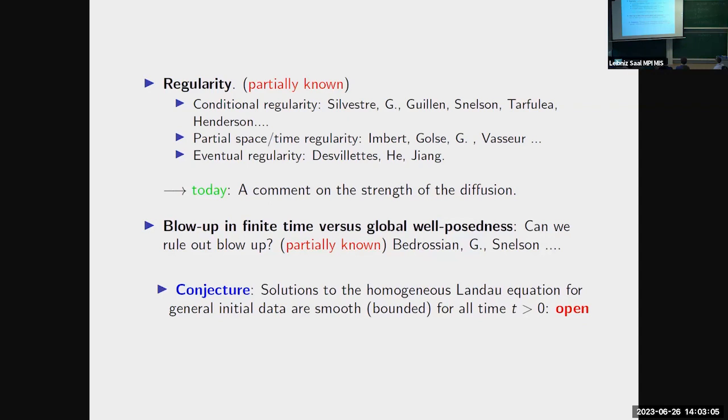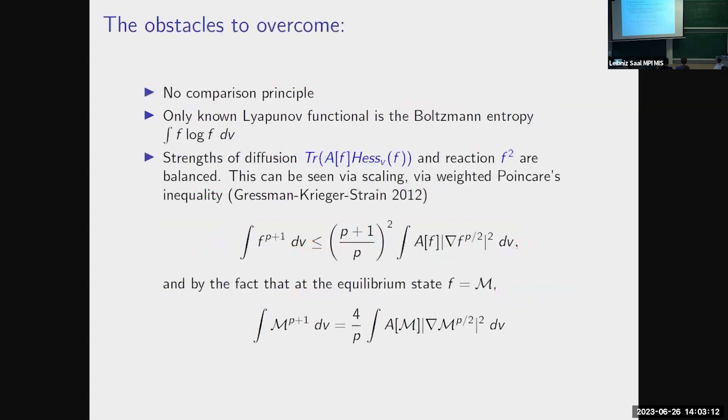The conjecture, that solutions for general smooth initial data remain smooth, is of course still open. So what are the obstacles? At least in my opinion, these are the main obstacles for this problem. First, there is no comparison principle, because of the non-locality of the coefficient, especially of the diffusion coefficient. The second one is that the only energy function that we know is bounded is the Boltzmann entropy, modulo some minor modification, but morally it is f log f. It's the only thing that we know is conserved in time, actually decays.